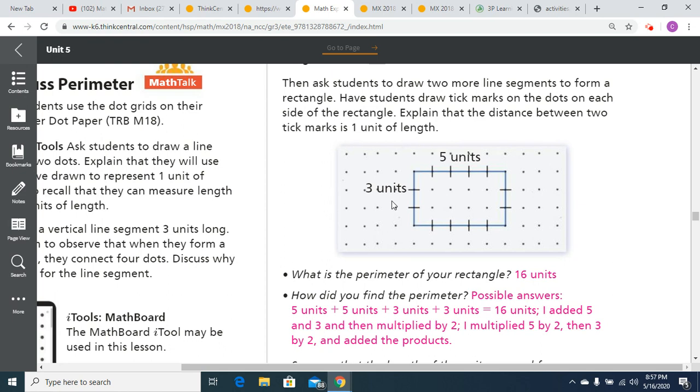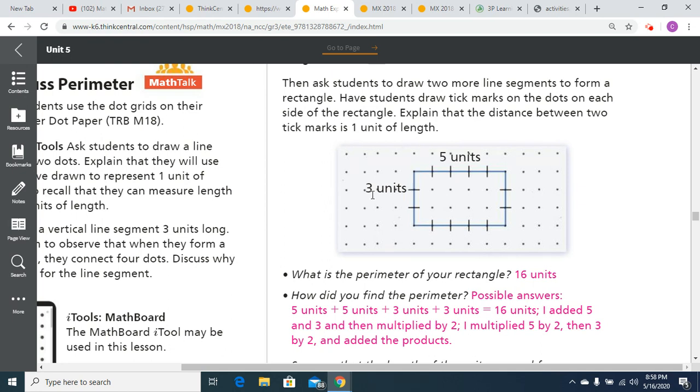Okay, so now it's very easy to find the perimeter because the only thing that you need to do now is to add all of the units of the whole shape. The total of all the units is going to be the perimeter. If I know that there's 5 units here and 5 units here, and I add these two sides, I am going to have 10 units.